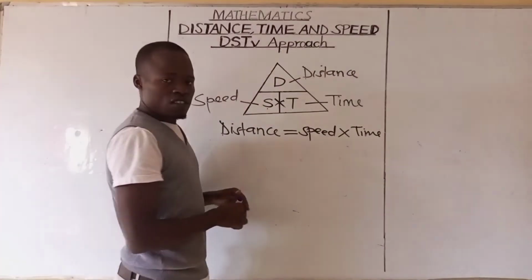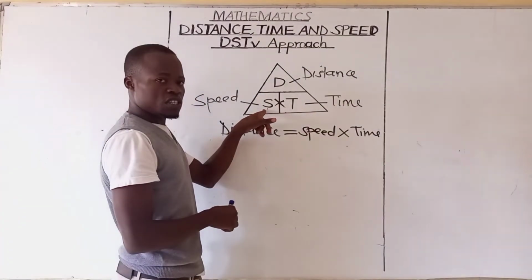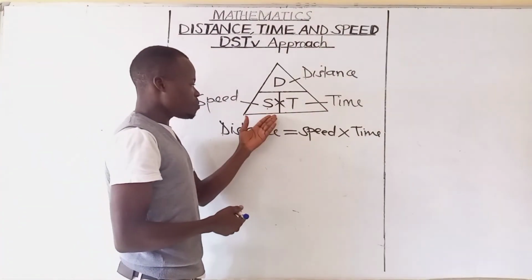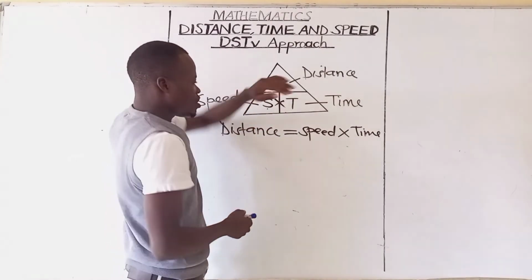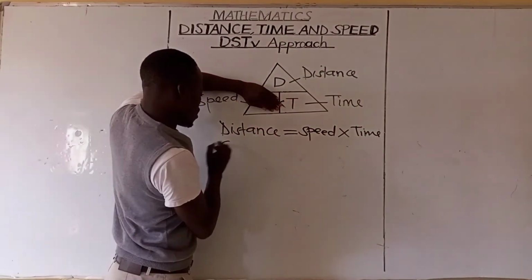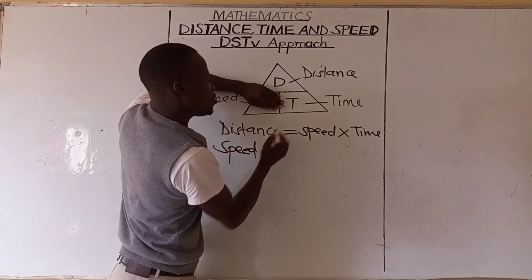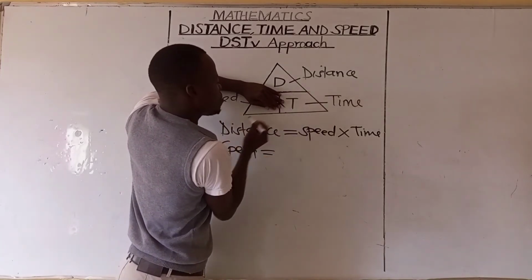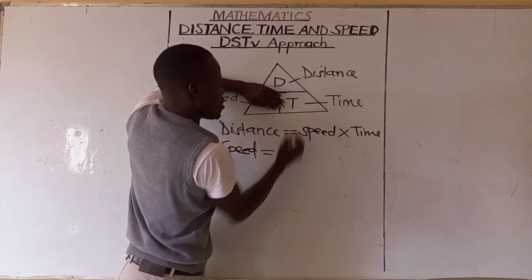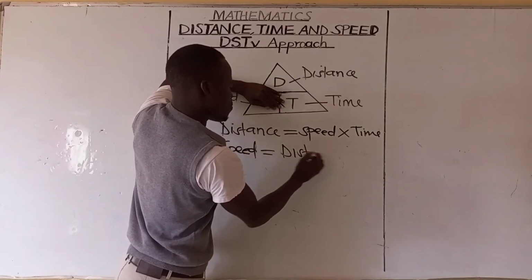Now our next item is how to get the speed. Remember I said when you are asked for speed, you have to close the letter S. So speed is equal to, here we have division, distance over time. Speed is equal to distance over time.